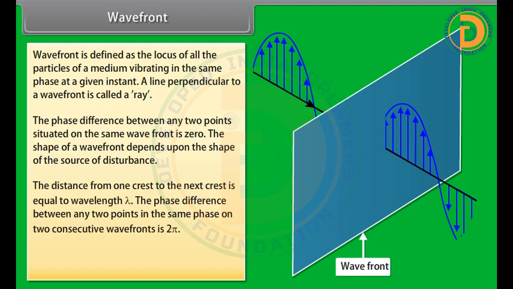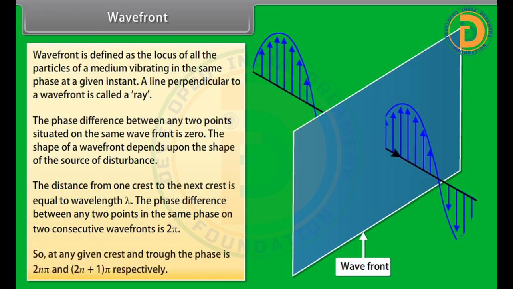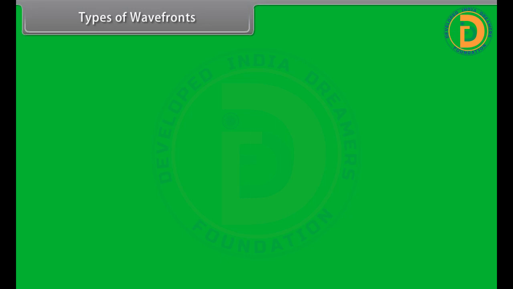The distance from one crest to the next crest is equal to wavelength lambda. The phase difference between any 2 points in the same phase on 2 consecutive wave fronts is 2 pi. So, at any given crest and trough, the phase is 2nπ and (2n+1)π respectively, where n is an integer. Types of wave fronts.